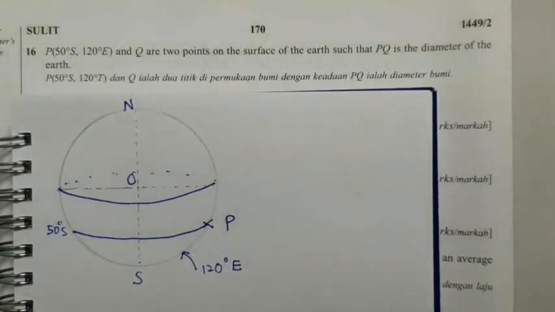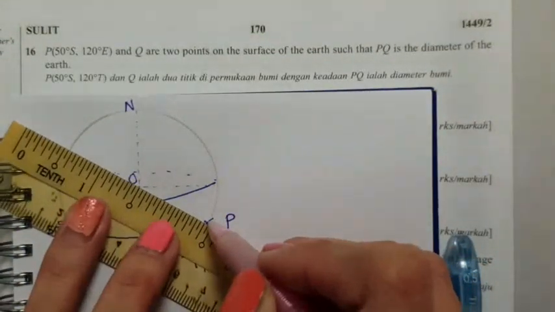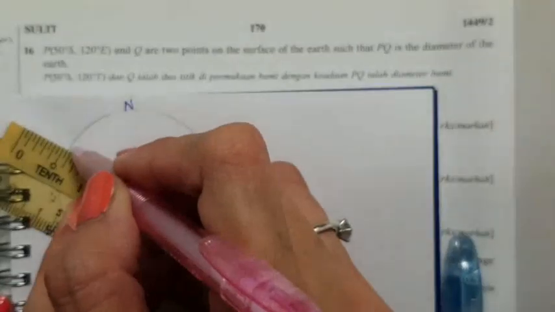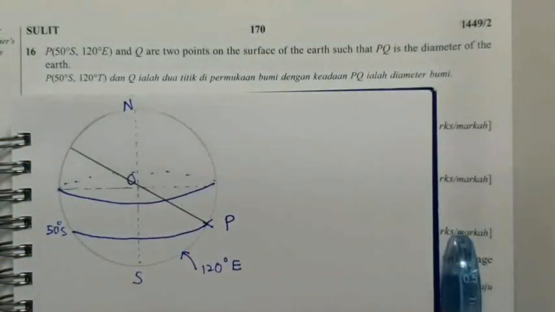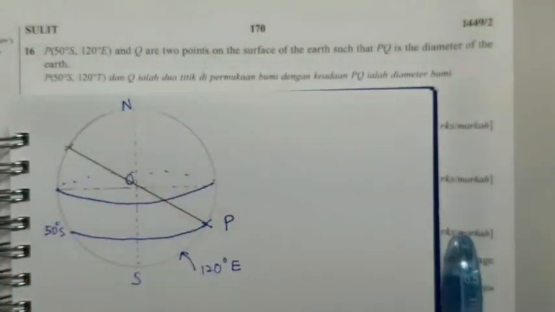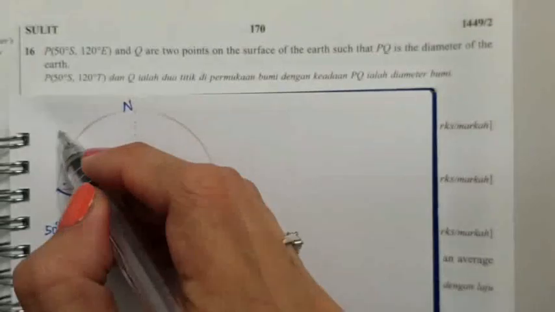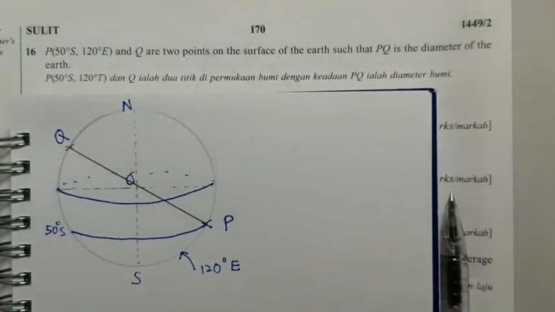And we know that PQ joining together forms the diameter, so let's draw the diameter, passing through the center of the Earth. That is called the diameter of the Earth. Now, if this is P, therefore this one must be Q. Alright, so these are the things that we know. And what else do we know?